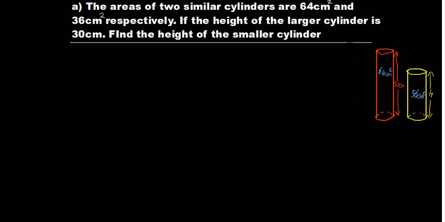Okay, so we go over a question on mensuration, and the question reads: the areas of two similar cylinders are 64 centimeters squared and 36 centimeters squared respectively. If the height of the larger cylinder is 30 centimeters, find the height of the smaller cylinder.